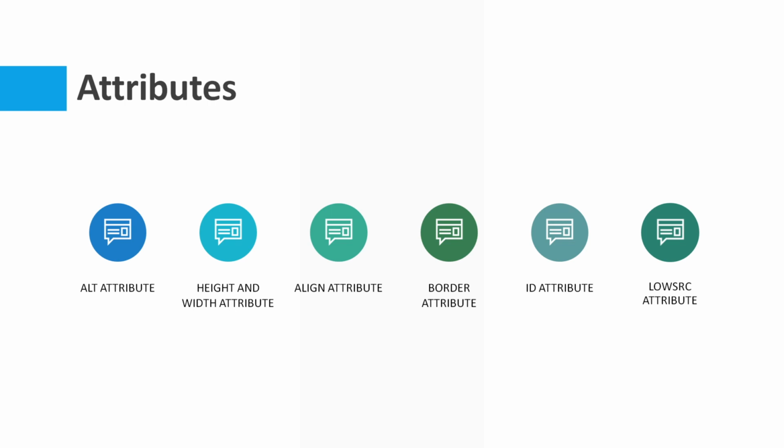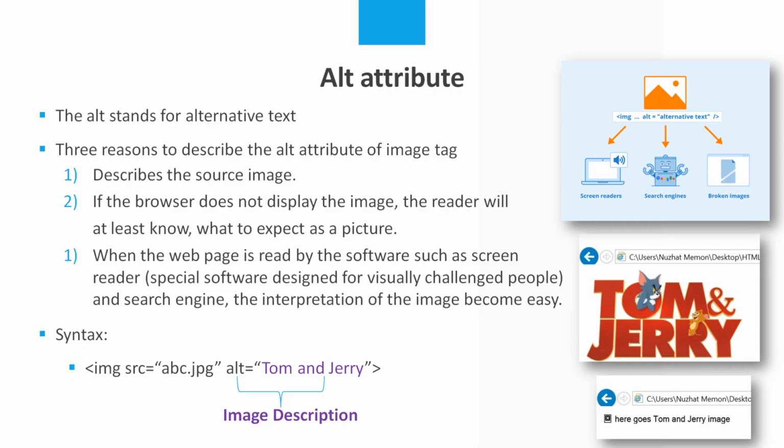Now we will move to the next topic, covering all the attributes of the image tag. We will cover different attributes of the image tag like the alt attribute, which stands for alternative text, height and width attributes, align attribute, border attribute, id attribute, and lowsrc attribute. Let's start with the alternative text attribute, that is the alt attribute. In case your image does not get displayed on your browser because of low connectivity speed, or maybe the file is corrupted or the file cannot be found, then the browser will display a broken link icon. At the same time, alternative text will get displayed when the image is not available.